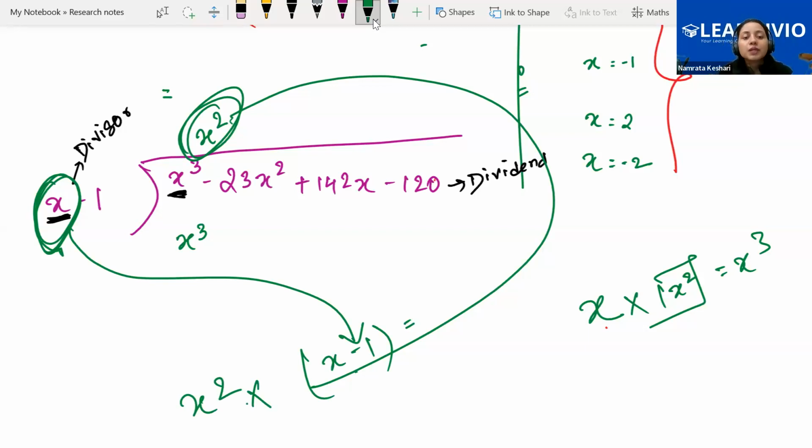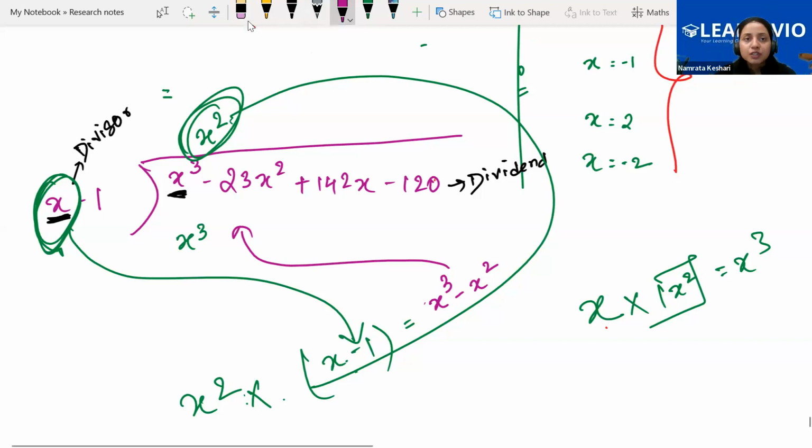Can you tell me x square multiplied with x minus 1 will be? x cube minus x square. This is what we are going to write below the dividend: x cube minus x square.